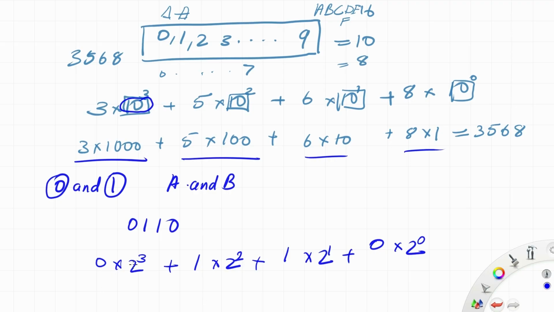So 0 times 2 raised to 3, which is 0. Plus 1 times 2 raised to 2, which is 4. Plus 1 times 2 raised to 1, which is 2, plus 0. So this number we will get as 6. 4 plus 2, 6. That's a short intro on base 2 numerals.